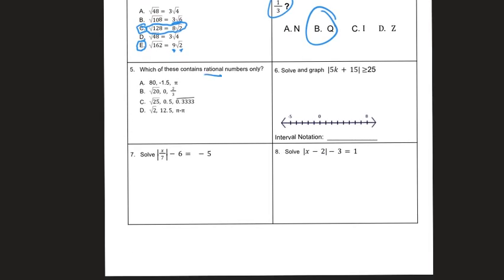Rational are numbers that you can make into a fraction, and they're predictable numbers. And that would be C, because you have 5.5, which is a half, and you have 1/3 here.